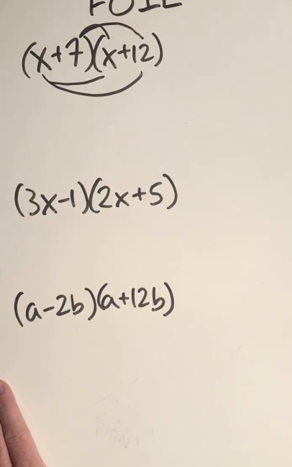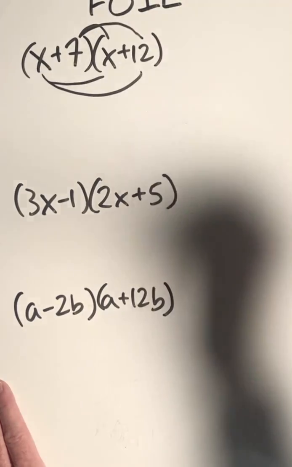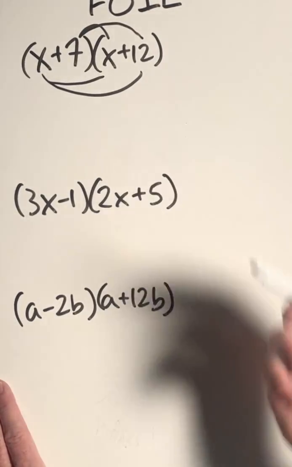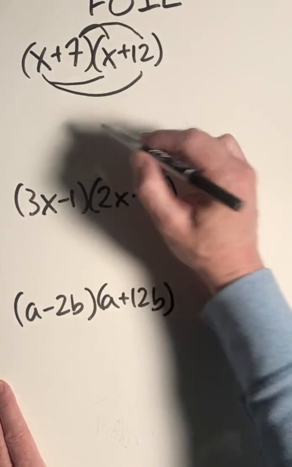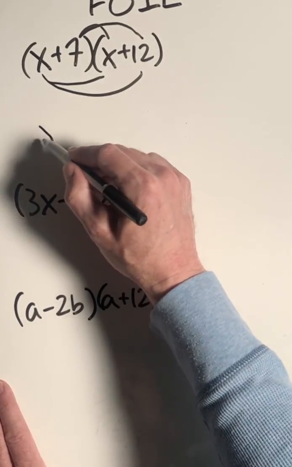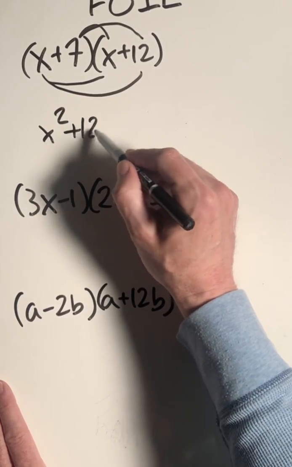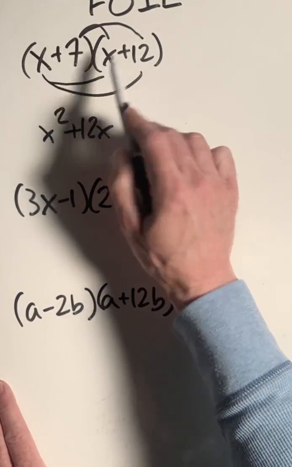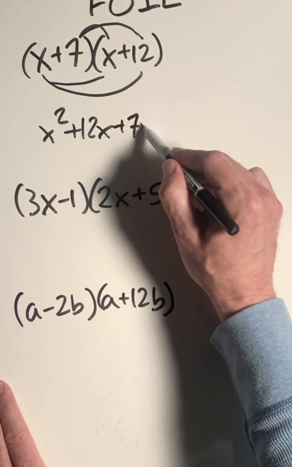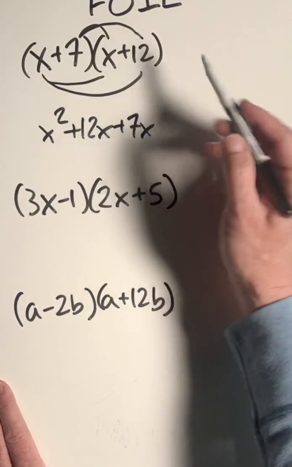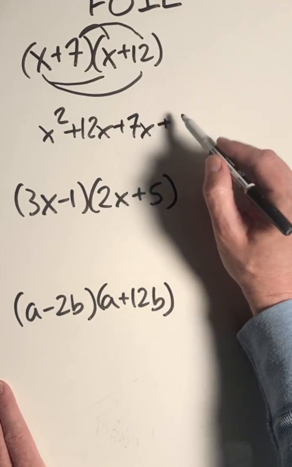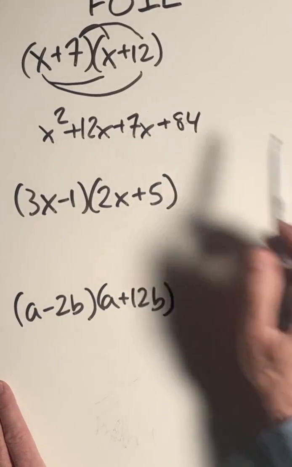This is the identical process that was listed in the video before when we were multiplying a binomial by a binomial, but it is often referred to as FOIL, so I wanted to show you that. X times x is x squared. X times positive 12 would be positive 12x. Positive 7 times x would be positive 7x. Positive 7 times positive 12 would be positive 84.